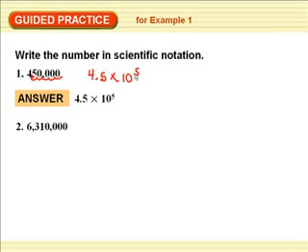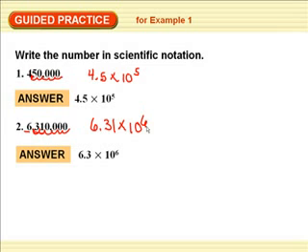So number 2, now the deal is we have to keep all the numbers that are not zeros. 1, 2, 3, 4, 5. If I left it there, it'd be 63.1, so I have to move it one more. So it's 6.31, and I have to put those numbers because they're not zeros, times 10 to the, I moved it 6 places, times 10 to the 6th. And let's see if it agrees. Yep. That's all you have to do.